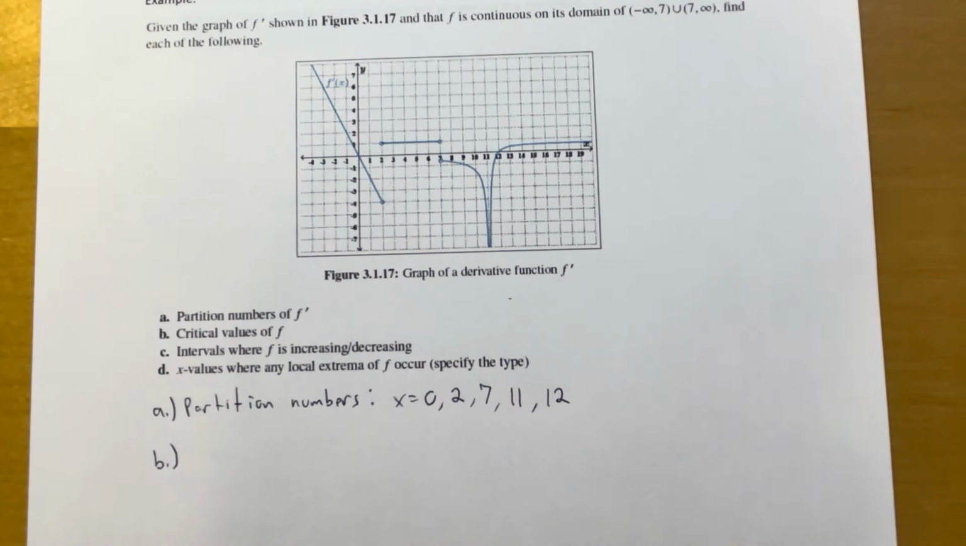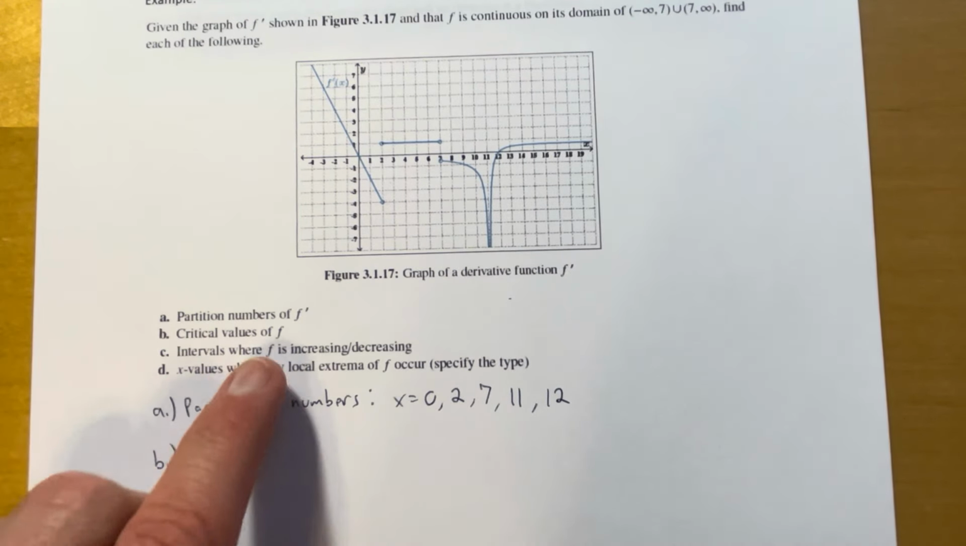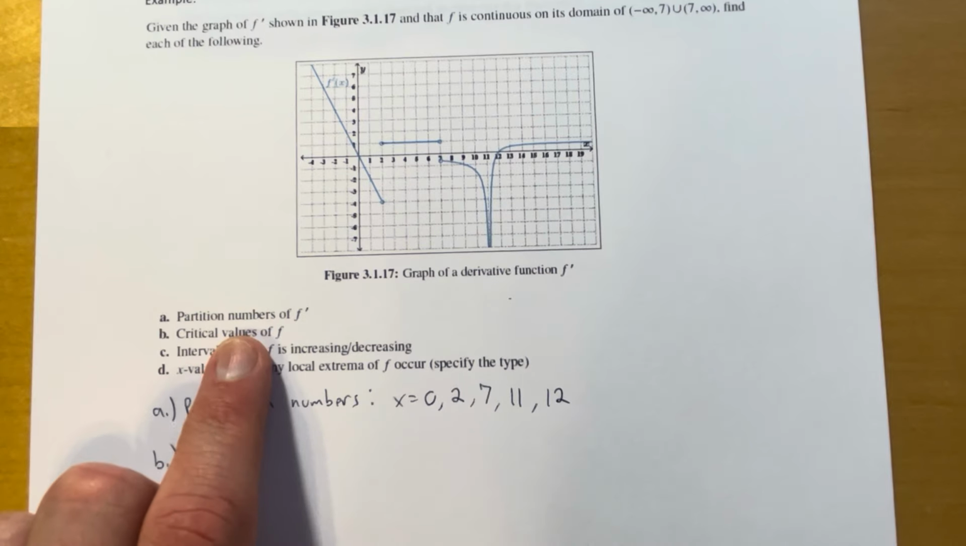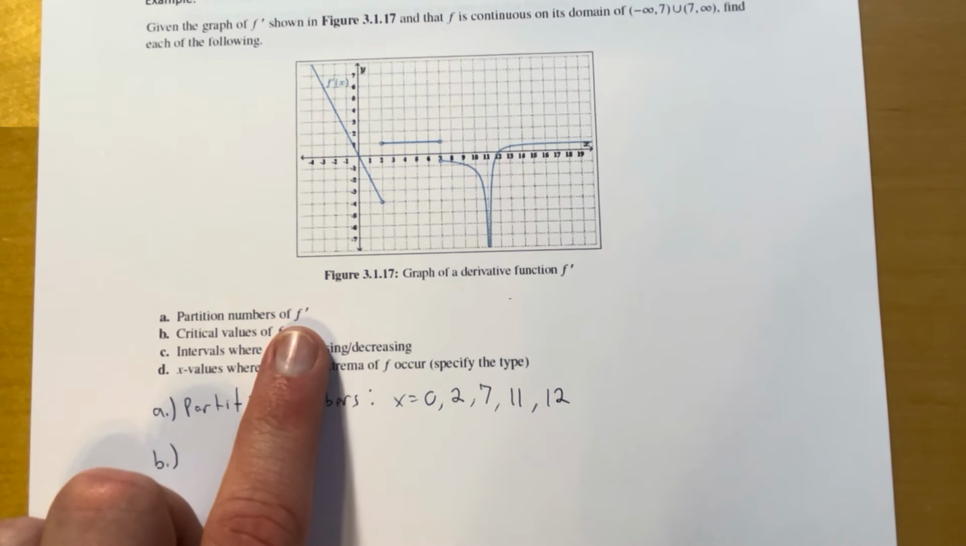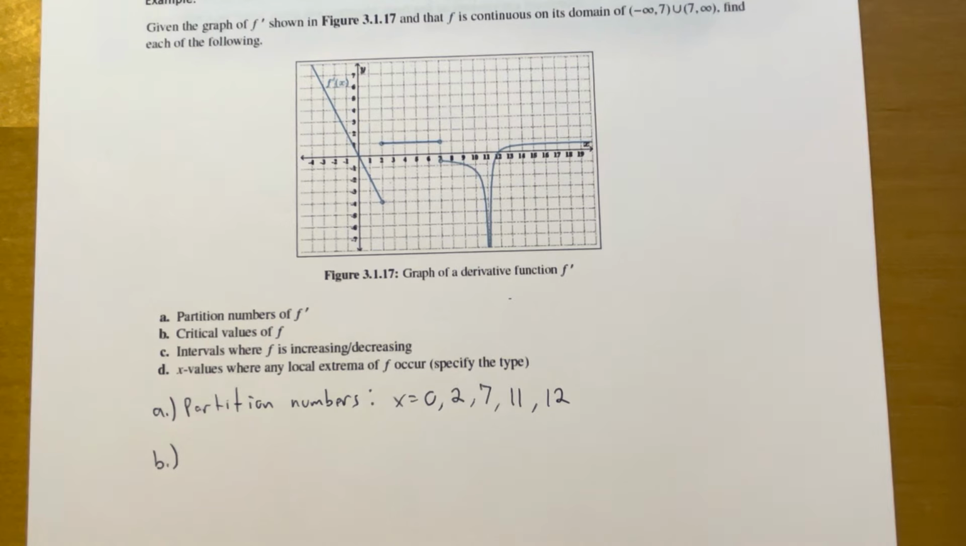So from what I'm seeing here, the critical values of f are going to be those places where f is defined, but the derivative, sorry, let me say that again. The critical values are the same thing as the partition numbers in the sense that anywhere where f prime is equal to 0, we have a critical value. And then like partition numbers, we're also looking for places where f prime is undefined, but f is defined. So that's what makes it different from partition numbers.